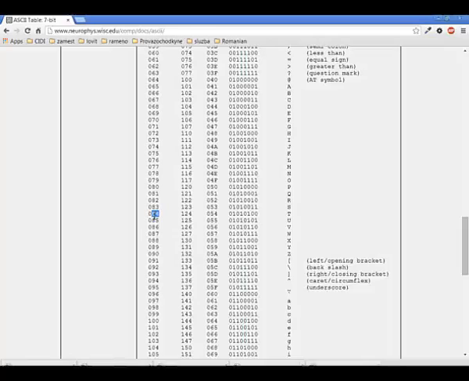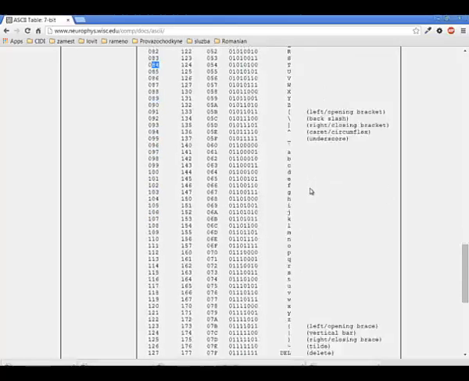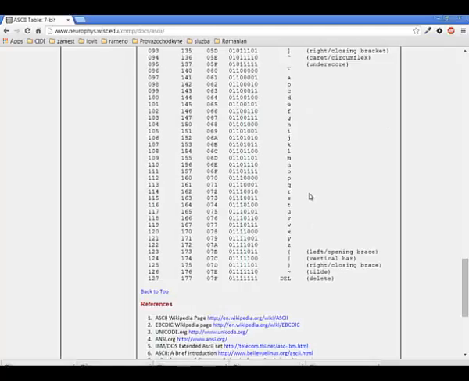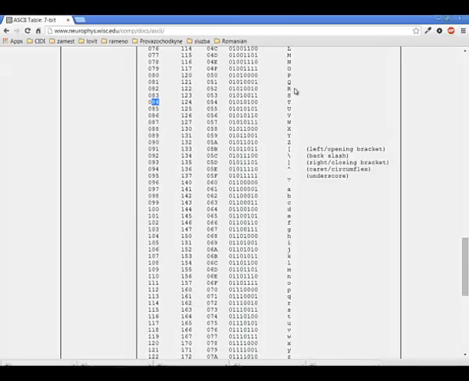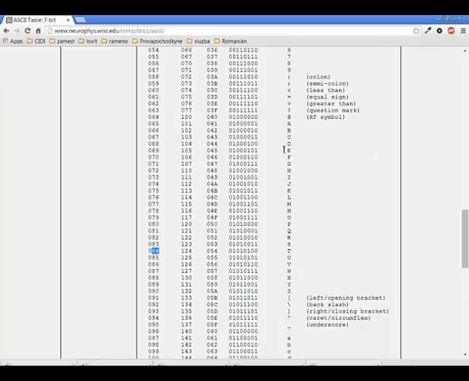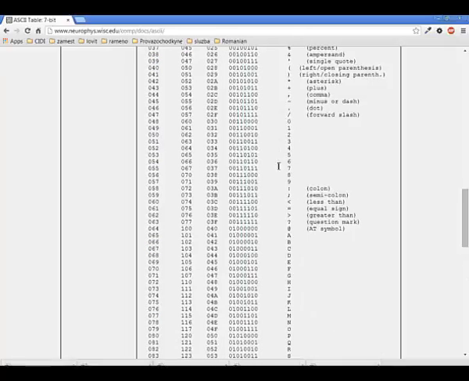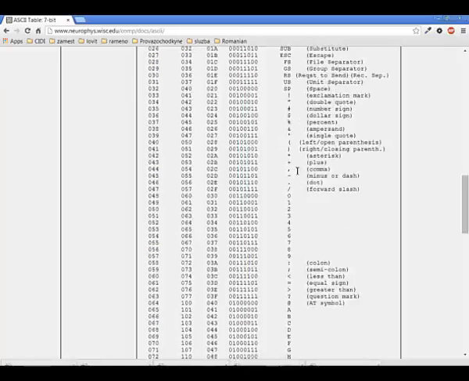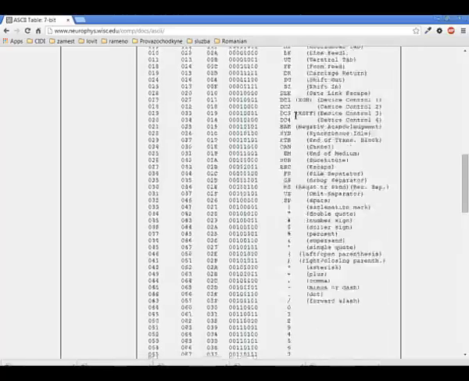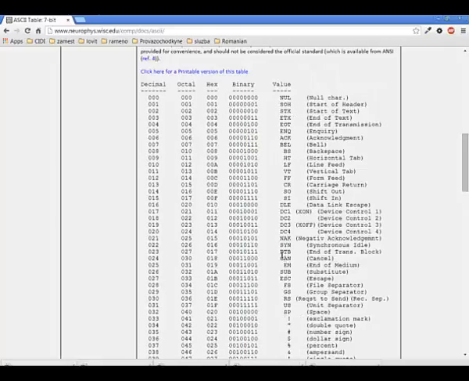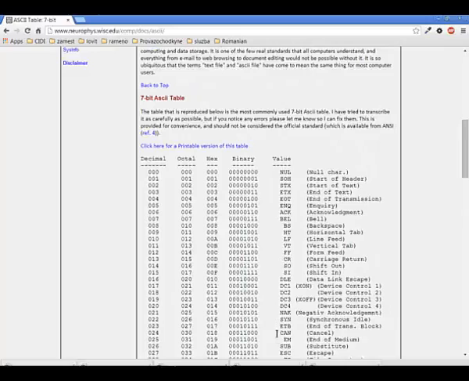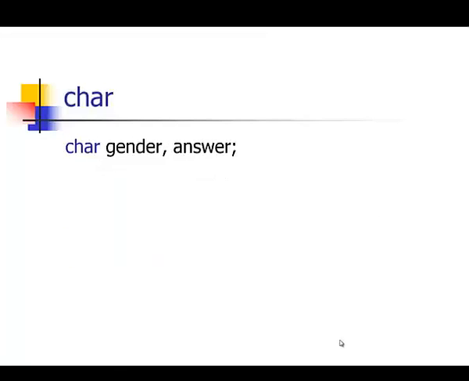So that's one of the reasons why we always put types on data, so the system can interpret it correctly. But notice here that you have lowercase letters, uppercase letters, special characters, numeric digits, and a whole bunch of non-printing characters. So that's the ASCII table that is used to look up and store the binary representation of characters. Here's an example of a variable of type char.